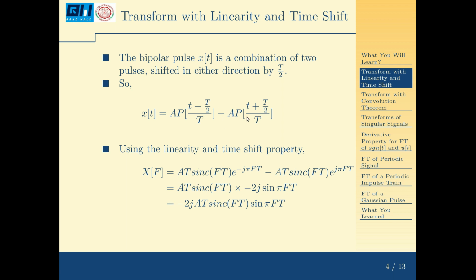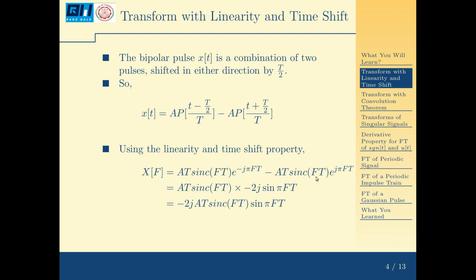Now by using the linearity and time shift property, the Fourier transform of this x(t) will be AT sinc(fT) multiplied by e raised to minus j 2 pi f T by 2, because it is delayed by T by 2 units. So it becomes e raised to minus j pi fT, minus AT sinc(fT) e raised to plus j 2 pi f T by 2, which becomes e raised to j pi fT.